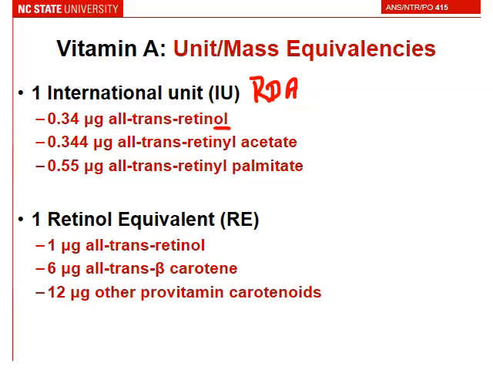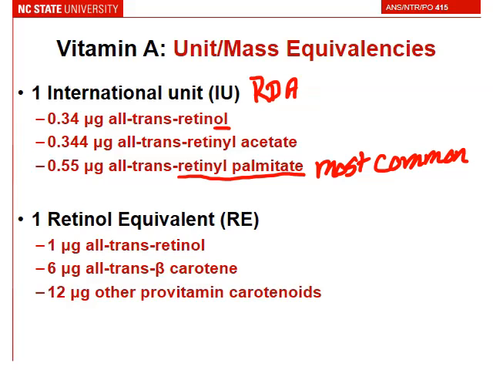0.344. Now, the most common of all the retinoids that you're going to be consuming is actually retinol palmitate. So if you conjugate it to palmitic acid, which is 16 carbons long, this is the most common. And it takes 0.55 micrograms of all-trans retinol palmitate.